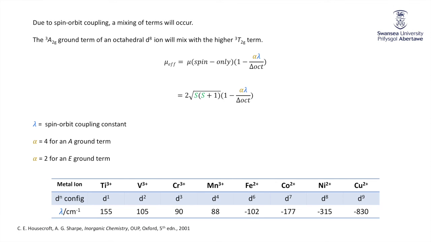Here's a table, as you can see, of the spin-orbit coupling constants for some first-row transition metal ions. For transition metal ions with a spin-orbit coupling constant that is positive, the calculated magnetic moment will be lower than the spin-only magnetic moment. And the inverse applies to those with a negative spin-orbit coupling constant. For example, the effective magnetic moment of d6, d7, d8, and d9 ions, which would be your Fe2+, cobalt, nickel, and copper 2+ ions, will be greater than your calculated spin only.